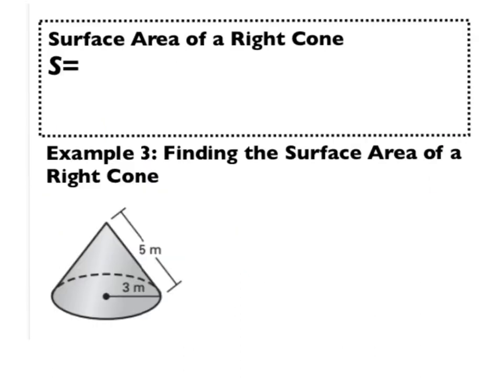The next formula that we're going to need is the surface area of a right cone. The surface area of a right cone is S equals pi r squared plus pi r times this little curvy L. R is the radius of the base of the cone, and L is going to be your slant height.